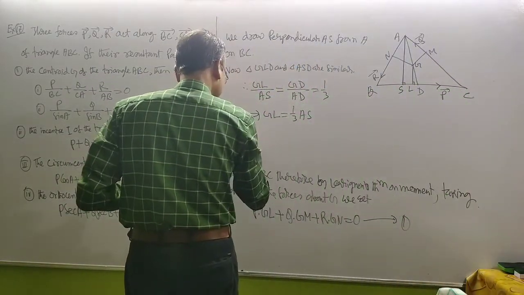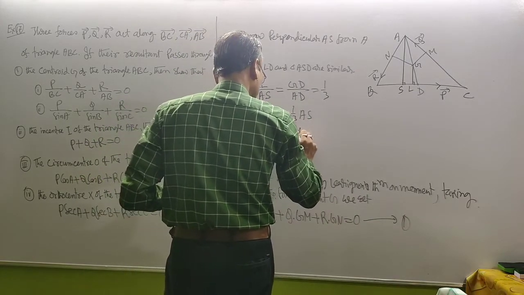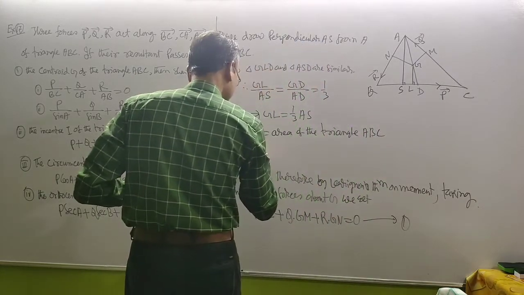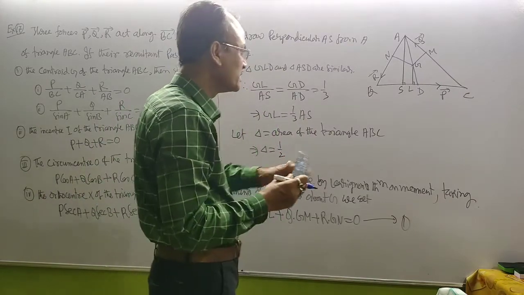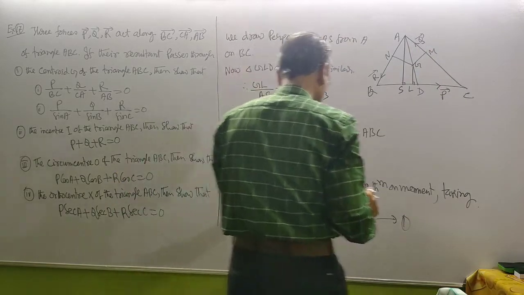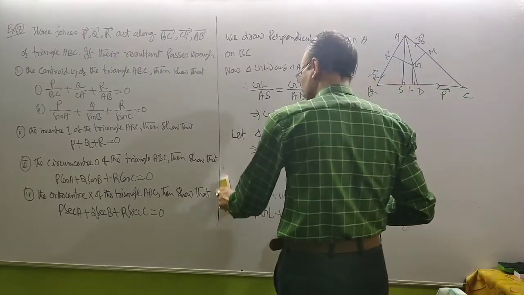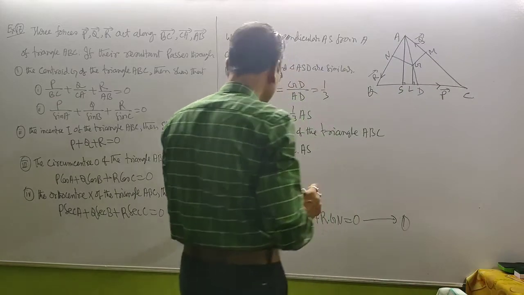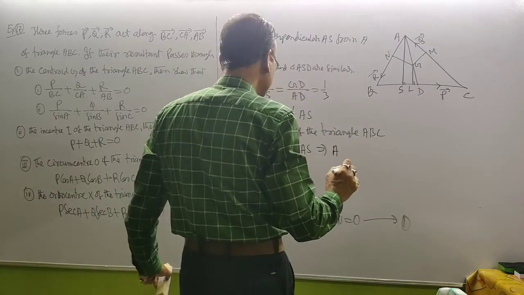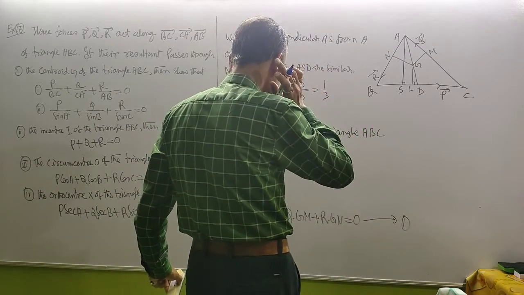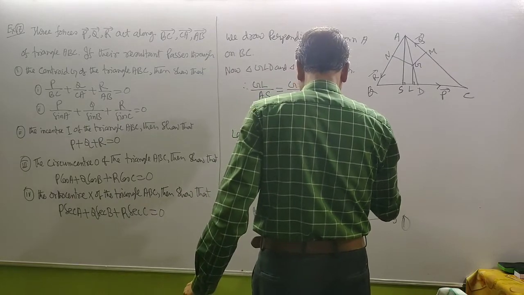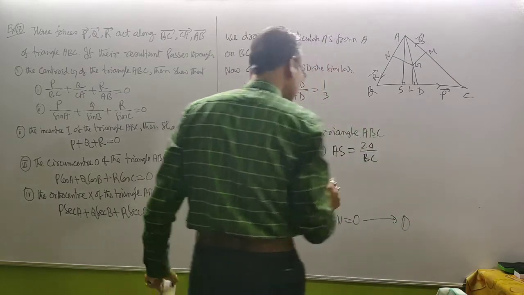Now, let delta equal the area of the triangle ABC. This means delta equals half base into altitude. Base BC, altitude AS. Half BC into AS. This means AS is equal to twice delta divided by BC.